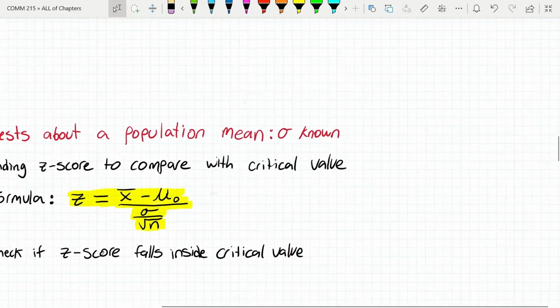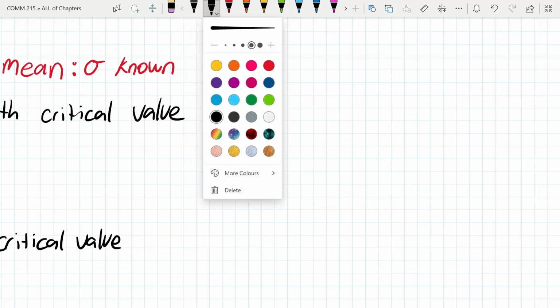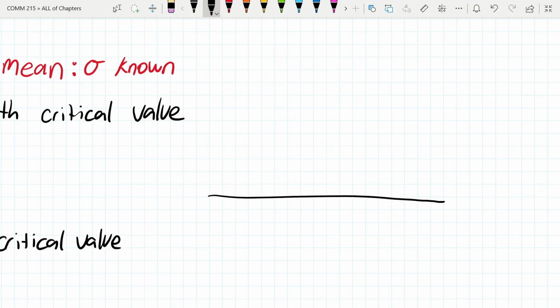Yes, let me just do an example here on the side. I'll draw one out. So here, let me just draw a normal distribution.